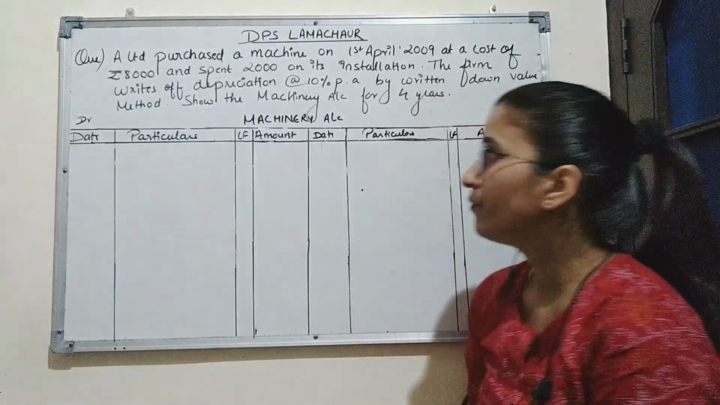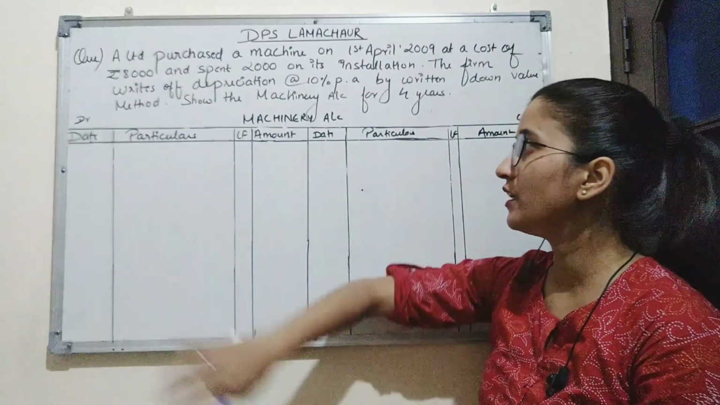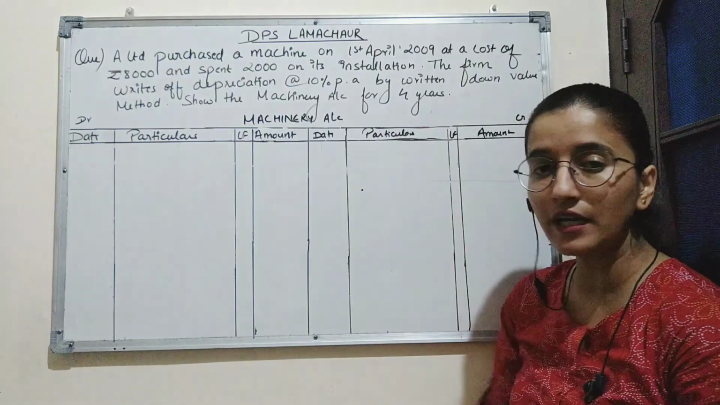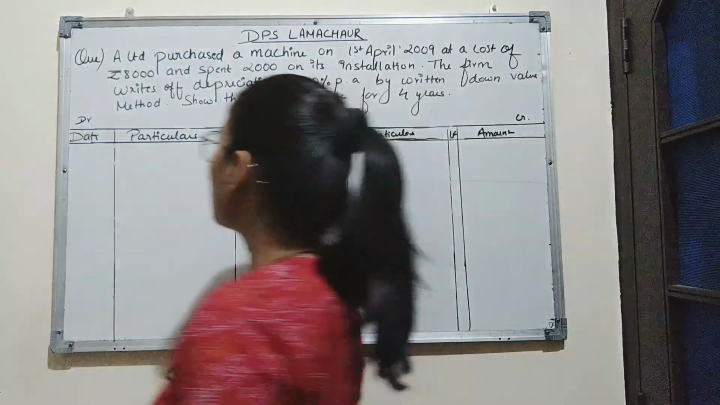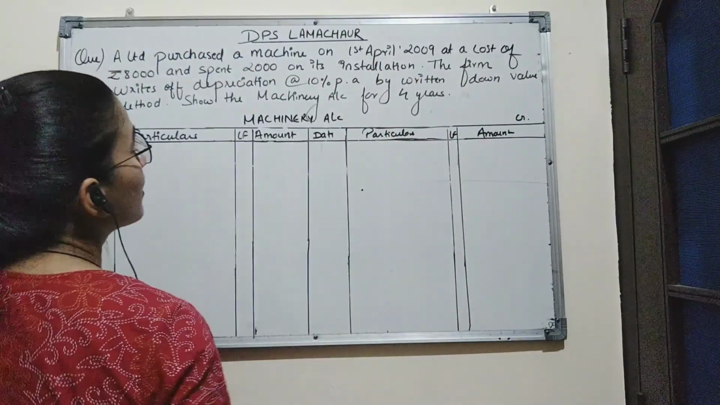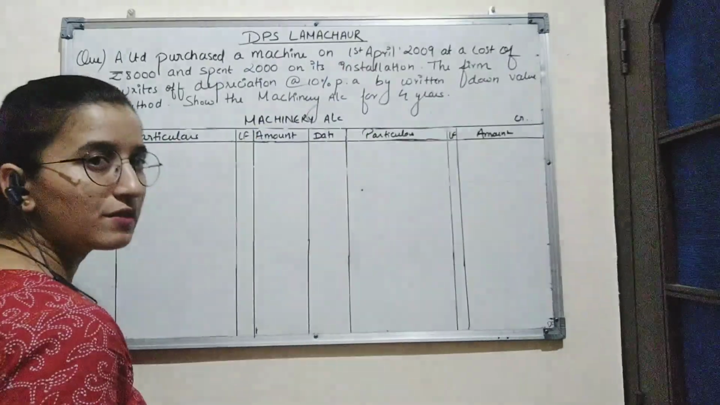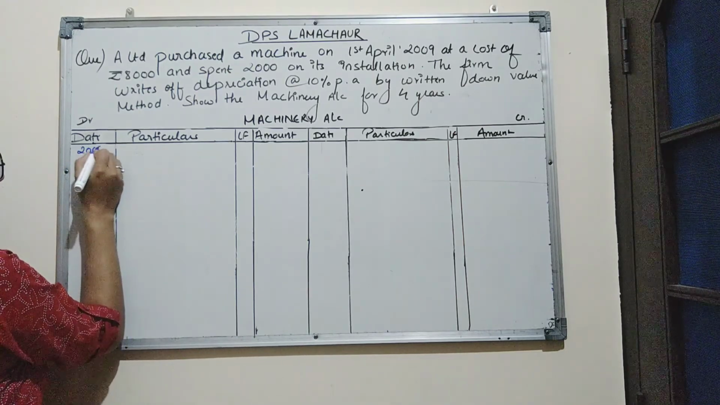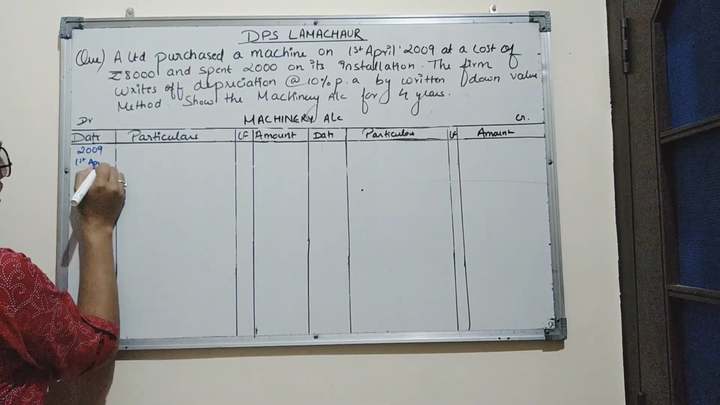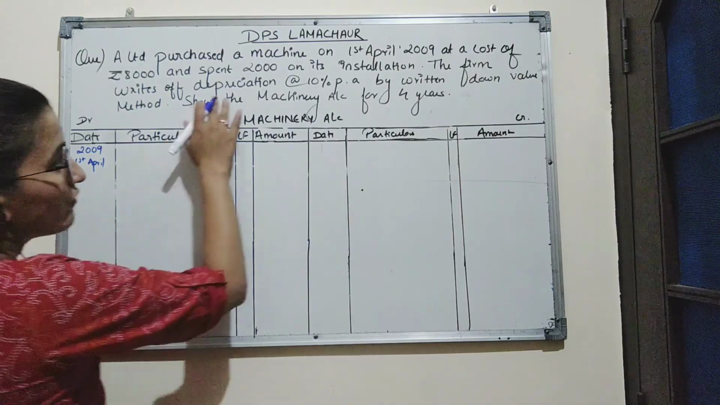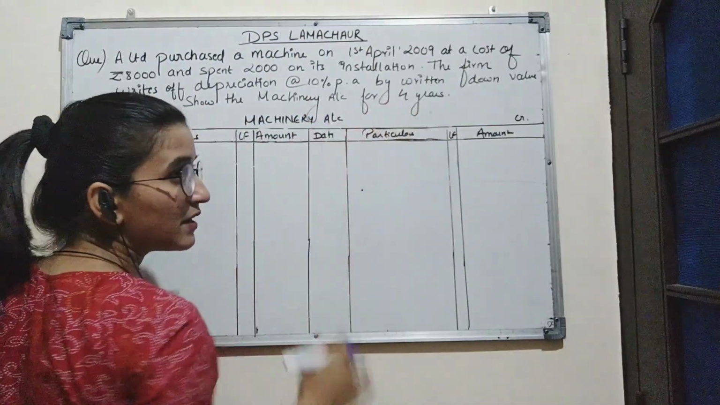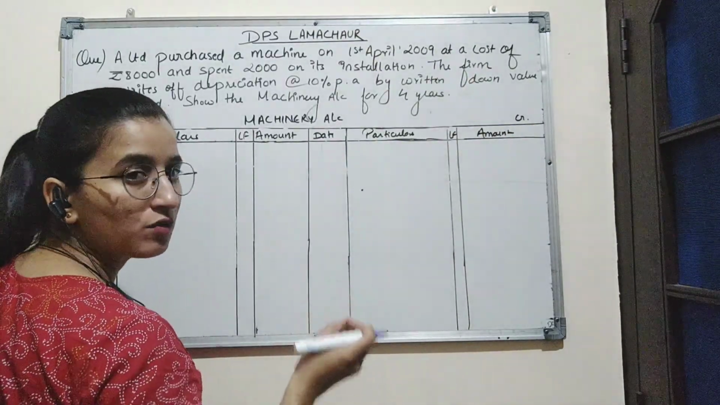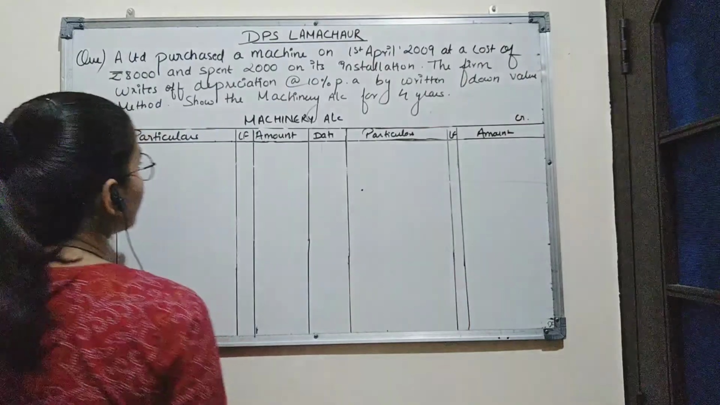In this question, we have been given the cost of machinery and the depreciation rate of 10%, and we have to calculate the amount of depreciation by the written down value method. Beginning with the cost of machinery, the machinery was purchased on 1st April 2009, so here we'll put the date 1st April 2009. We have to show the machinery account for 4 years. That means we will calculate the depreciation amount for 4 years and the written down value of the machinery.